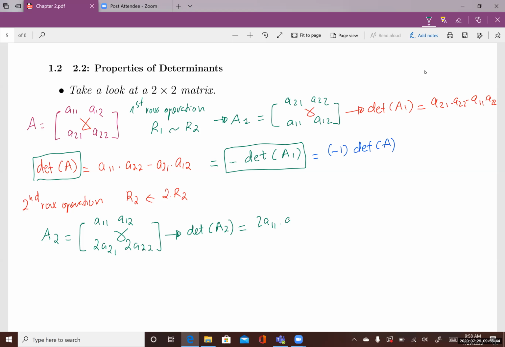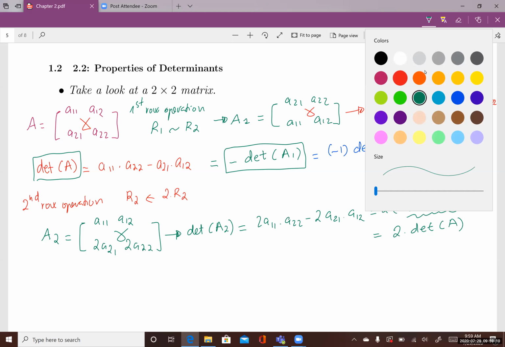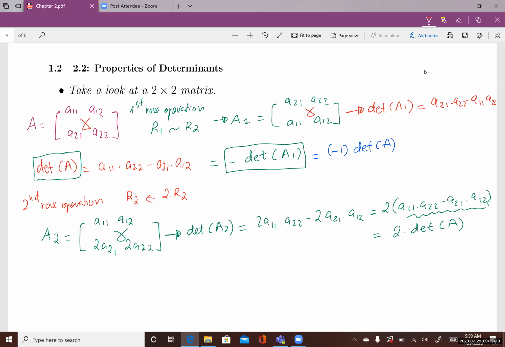Okay, and then from here, I want to find the determinant of A2, which equals 2A21 times A12 subtracted from A11 times 2A22, and you can factor the 2 out: 2 times A11 times A22 minus A21 times A12. And what is this here? It's just the determinant of A. So if you multiply a row by a non-zero constant, the determinant of the new matrix equals the constant times the determinant of the previous matrix. So the determinant of A2 equals 2 times the determinant of A.